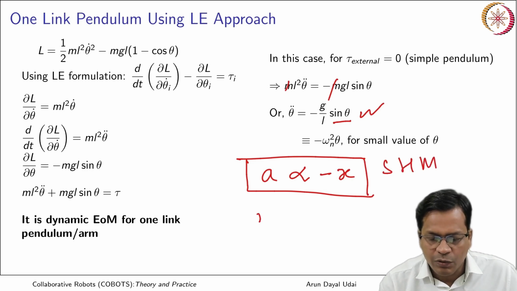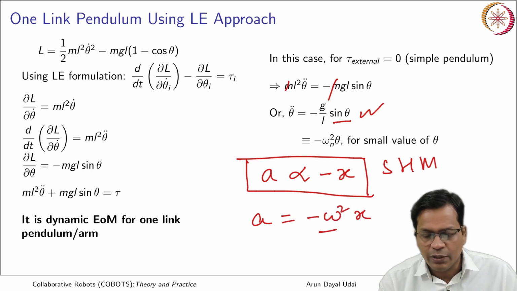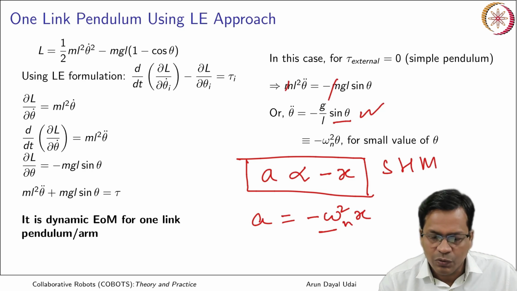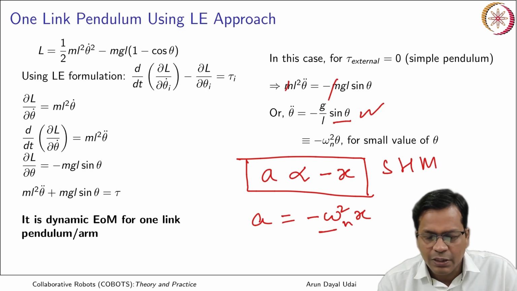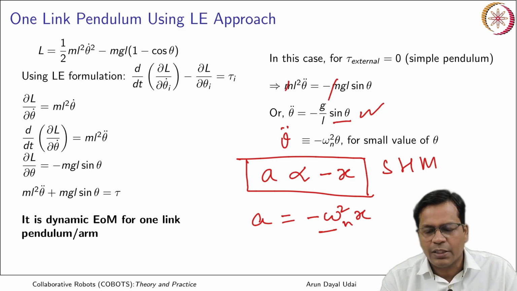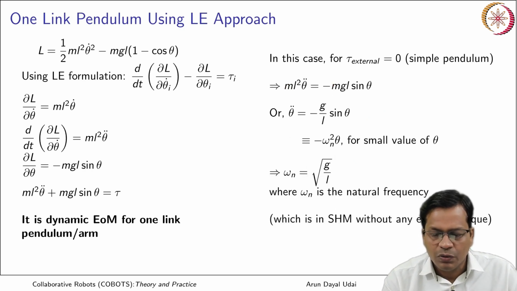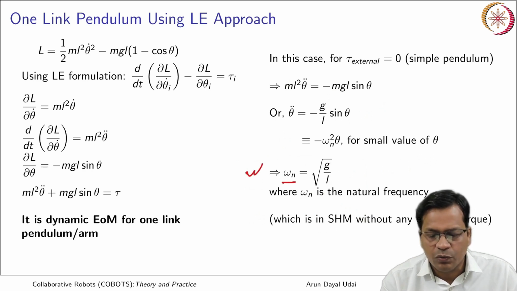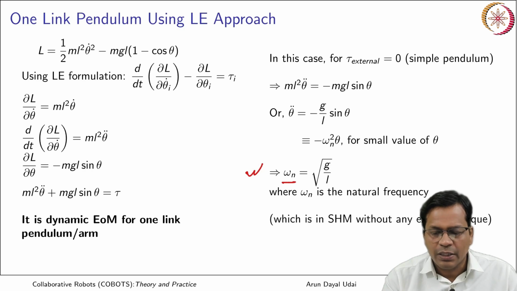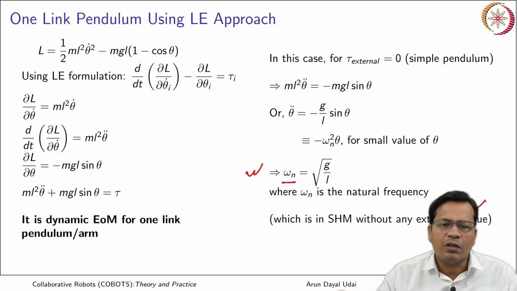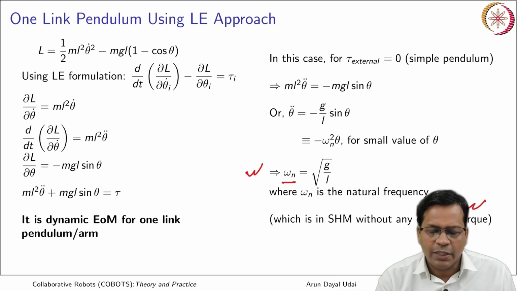It is equal to minus omega square x, where omega is your natural frequency of oscillation. So, over here it can again be written as theta double dot is equal to minus omega n square theta. Got it? So, the natural frequency of oscillation, omega n, will be equal to square root of g by L, which is a simple harmonic motion without any external torque. So, without any external torque it behaves like a simple pendulum as expected.